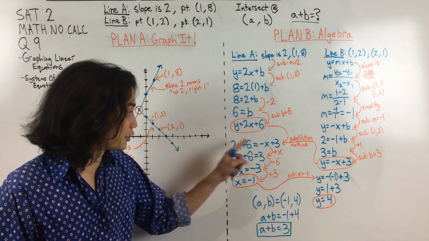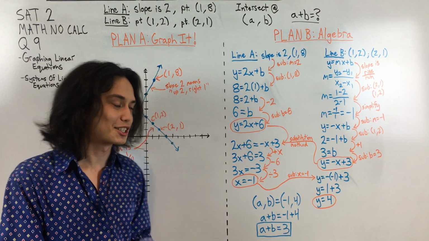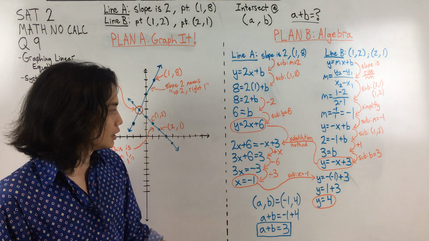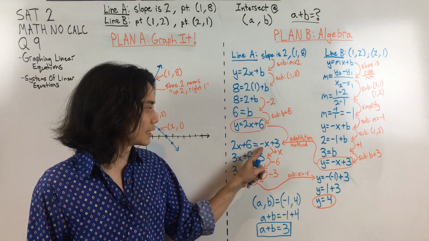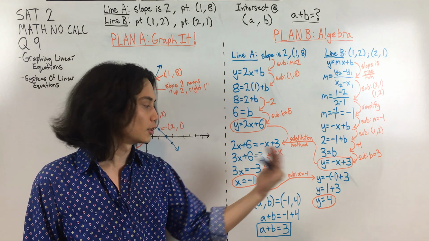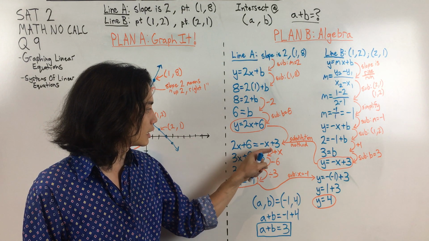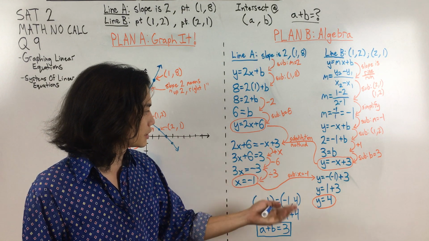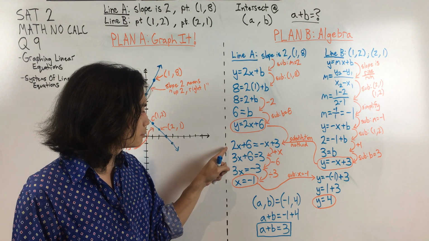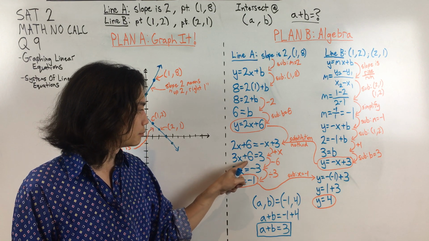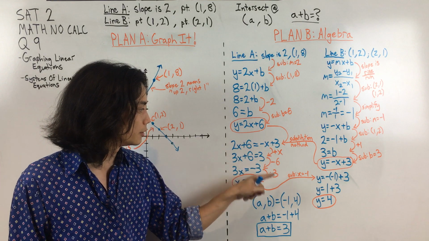Okay, at this point, we just need to solve for x. So this is just more algebraic manipulation. Here, 2x plus 6 equals negative x plus 3. Let's get this x over on to the other side. So we're going to add x to both sides. This gets rid of this x, right? Negative x plus x, that's just 0. 2x plus x, that's going to be 3x plus 6 equals 3, because this 3 is still here.